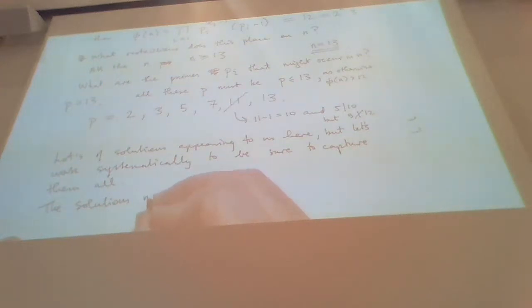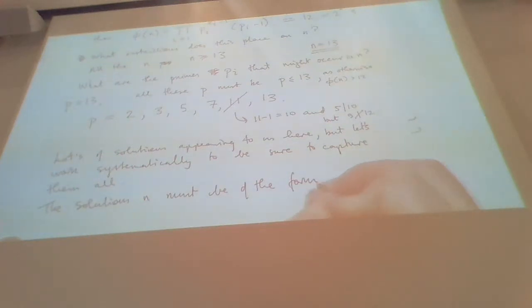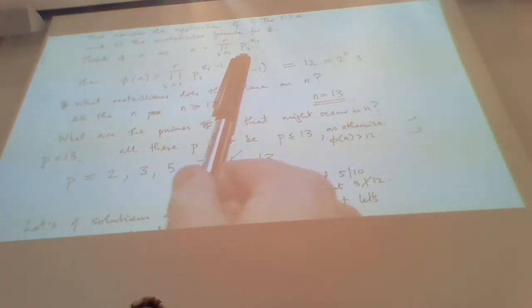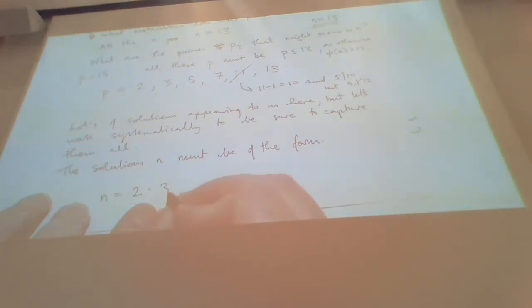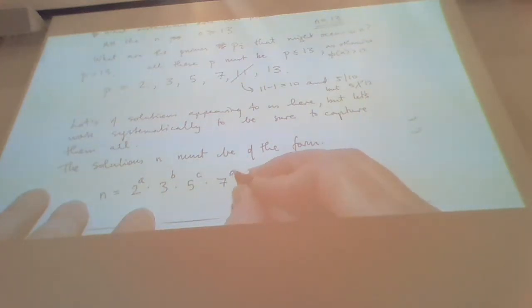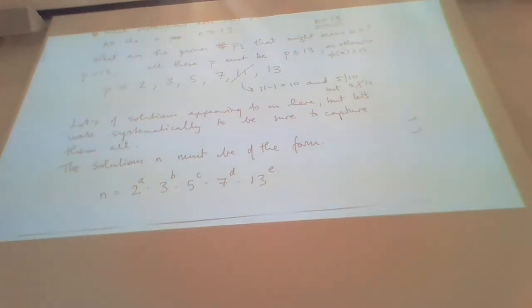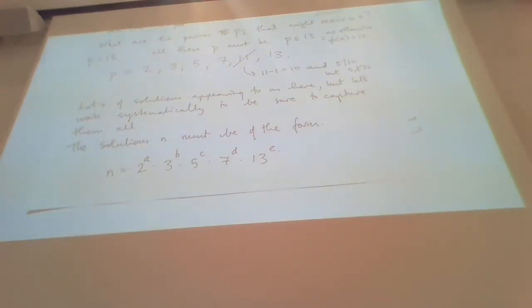So the solutions n must be of the form, well, we look at its prime factorization. We did have a completely general prime factorization up here, but now we know it's a bit easier. It's some 2's by some 3's by some 5's by some 7's by some 13's. And these might have various exponents. I'm going to label these exponents A, B, C, D, E. I'm not calling them alpha 1, alpha 2, because there's only a small number of them, and it may be easy to work with. So these are our n's.